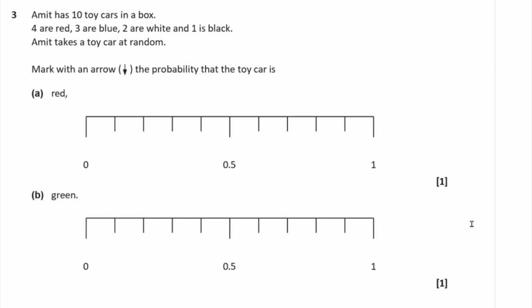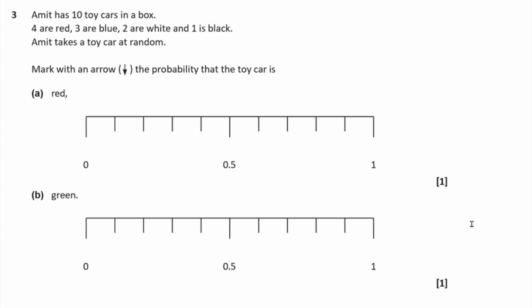17. Question 3. Amit has 10 toy cars in a box. 4 are red, 3 are blue, 2 are white, 1 is black. Amit takes the toy car at random. Mark an arrow the probability that the toy car is red.